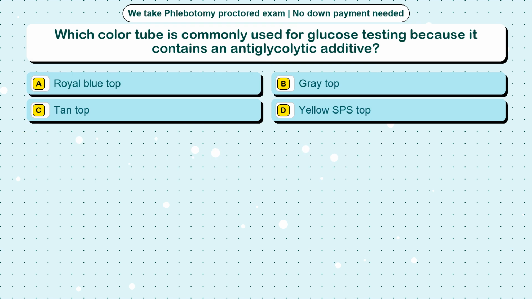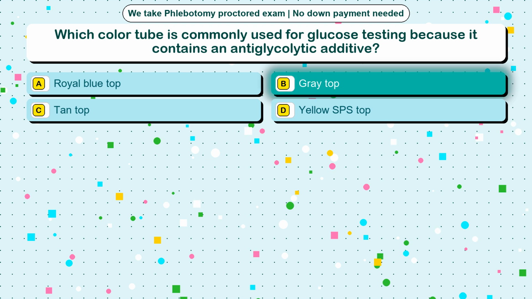Question 46. Which color tube is commonly used for glucose testing because it contains an antiglycolytic additive? Option A. Royal blue top. Option B. Gray top. Option C. Tan top. Option D. Yellow SBS top.